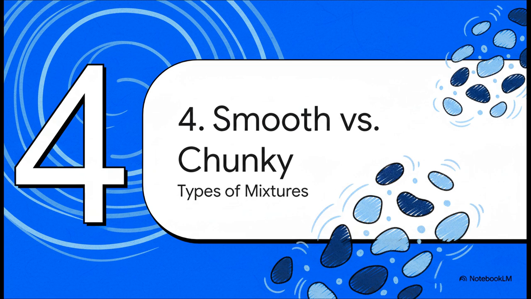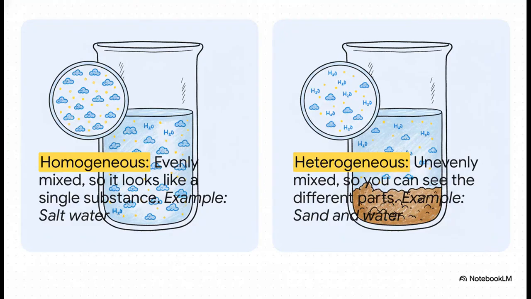But not all mixtures are created equal. You can really think of them in two main ways. Are they smoothly blended together, or are they kind of chunky and uneven? This slide breaks it down perfectly. On one side, we have homogeneous mixtures. Homo just means same. These are mixed so incredibly well that they look like a single thing. Take salt water. You can't see the individual little bits of salt, right? On the other side, you have heterogeneous mixtures. Hetero means different. And with these, you can easily see all the separate parts, like every grain of sand sitting at the bottom of a glass of water.